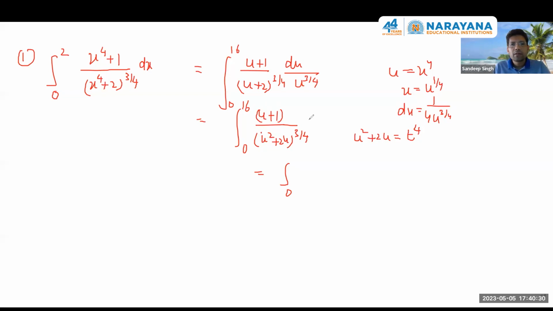Which one do you want me to take as t? u square plus 2u is equal to t. That is same. t power 4 or t, there is no difference. It hardly makes any difference. What is the use of taking t power 4? So that you get rid of the surds. Because we are not comfortable with surds, we should remove them as far as possible. So u plus 1 du will become 2t cube dt, whole divided by t power 3 by 4 times t cube. So it will look simple and easy to write.